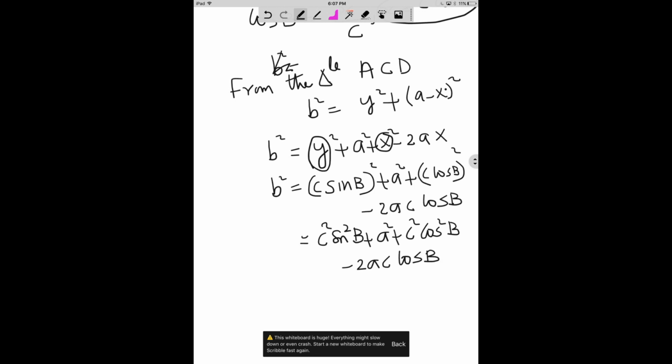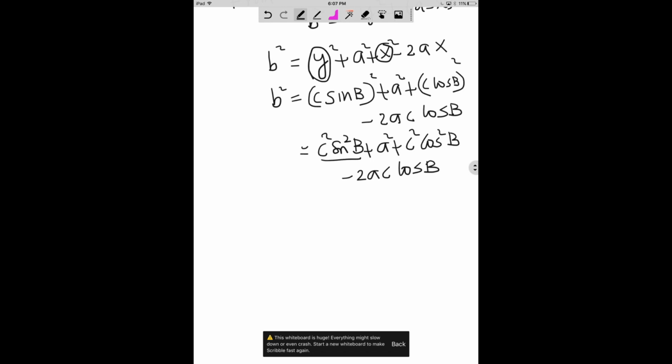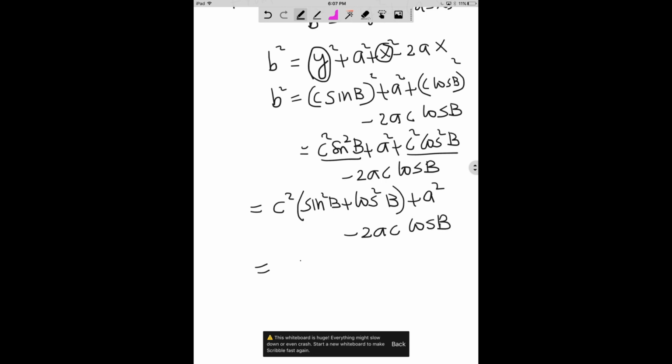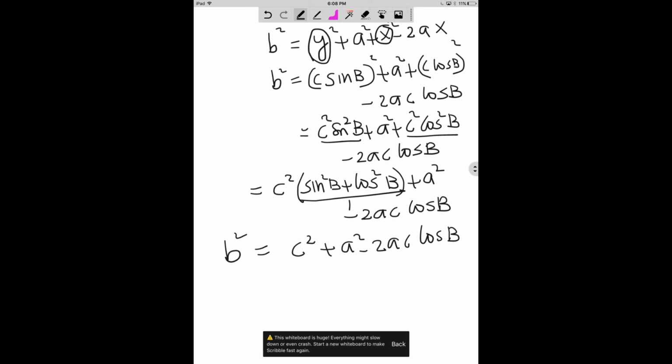Okay, now c square is the common factor: sine square B plus cos square B, plus a square, minus 2ac cos B. So sine square B plus cos square B is 1. So c square into 1, that is c square plus a square minus 2ac cos B. That is, b square is equal to c square plus a square minus 2ac cos B.